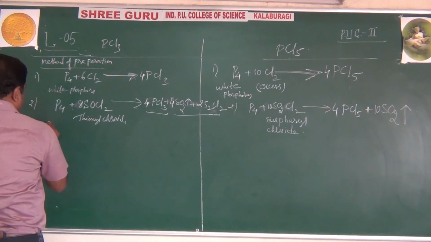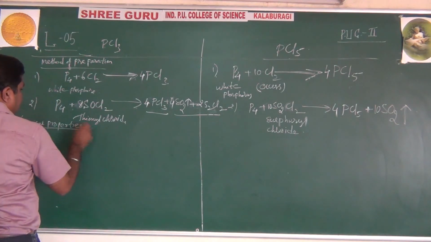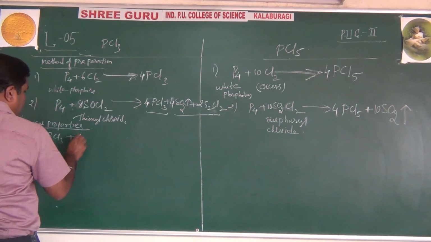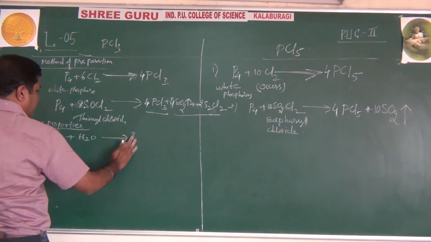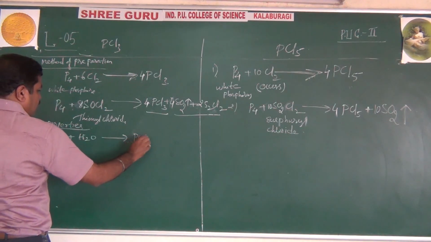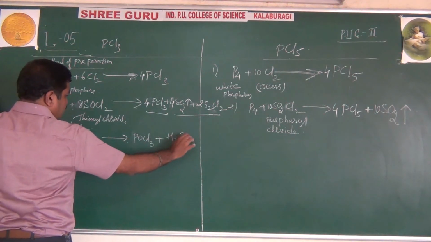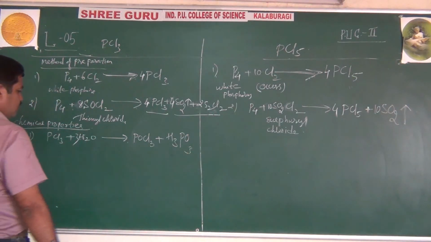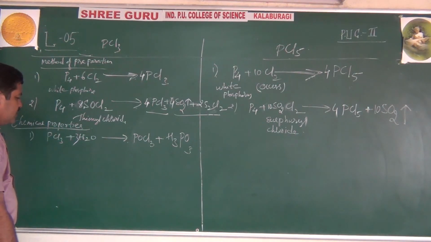In chemical properties you can compare both PCl3 and PCl5 with water. See, phosphorus trichloride undergoes hydrolysis with water and forms H3PO3, phosphorus acid, along with 3HCl, right?